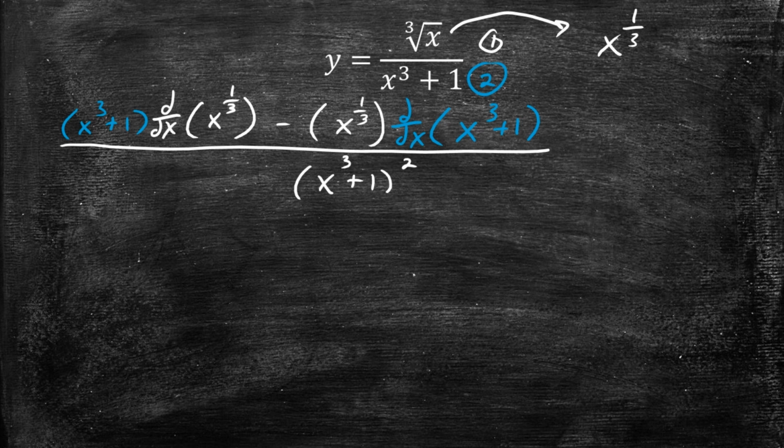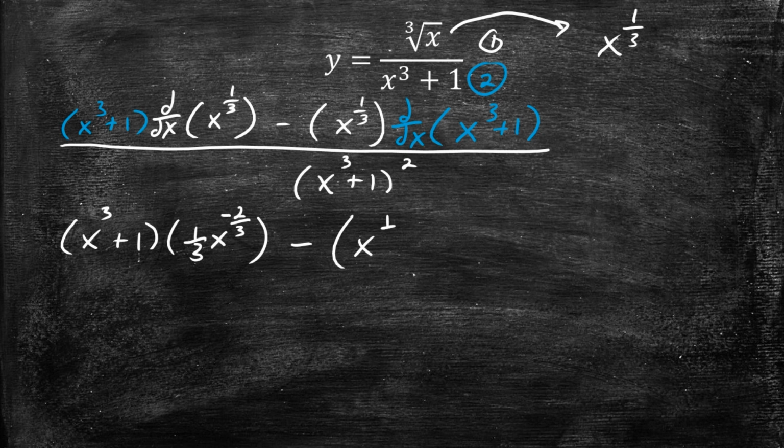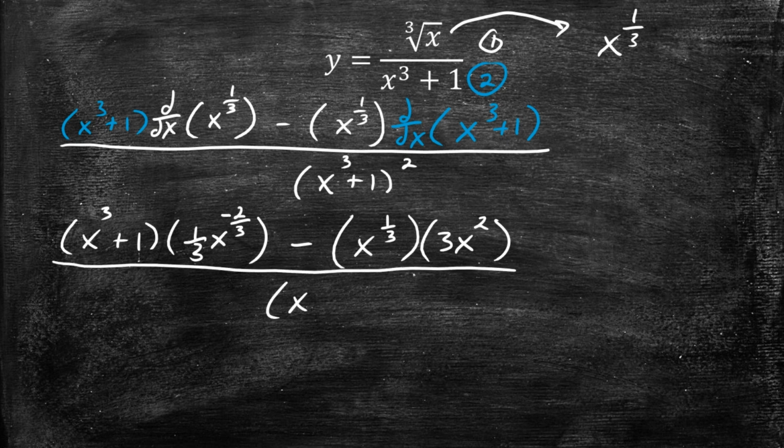So our top, or the numerator, becomes x cubed plus 1 times the derivative of x to the 1/3, which is 1/3 x to the negative 2/3, minus x to the 1/3 times the derivative of x cubed plus 1, which is 3x squared. And that is all over x cubed plus 1 squared.